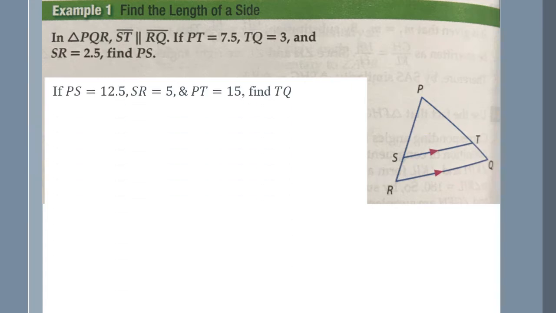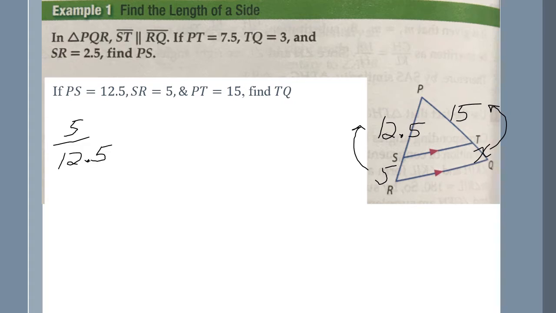Now, let's try a little different problem. They change up some of the numbers here. So if PS is 12.5, so this is 12.5 here, and SR is 5, and PT is 15, then they want to find TQ, so we're going to put X there. So now we can set this up either way. Let's go from bottom to top, right? So 5 over 12.5 equals x over 15.